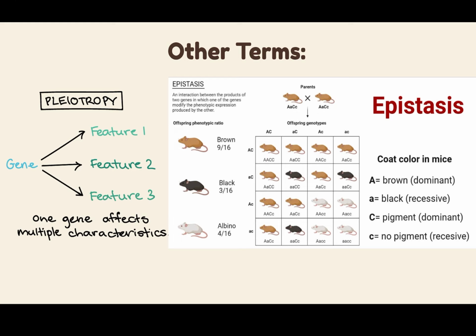And epistasis is when the alleles of one gene may mask or conceal the alleles of another gene. So one locus affects the expression of another gene located somewhere else. There's also a ratio for this, which is 9 to 3 to 4.